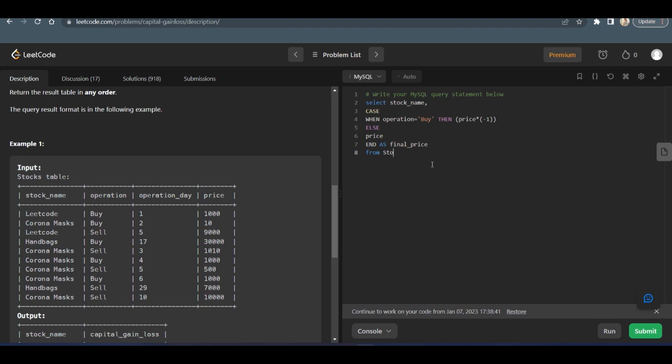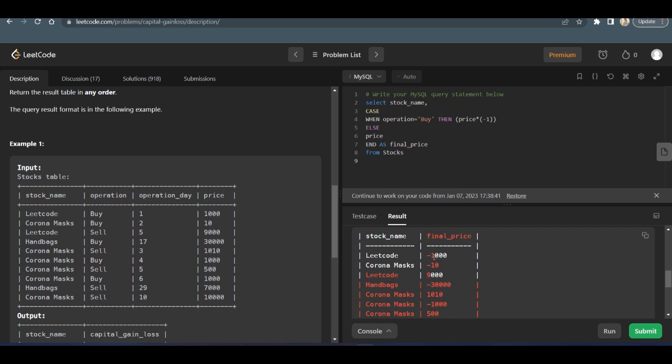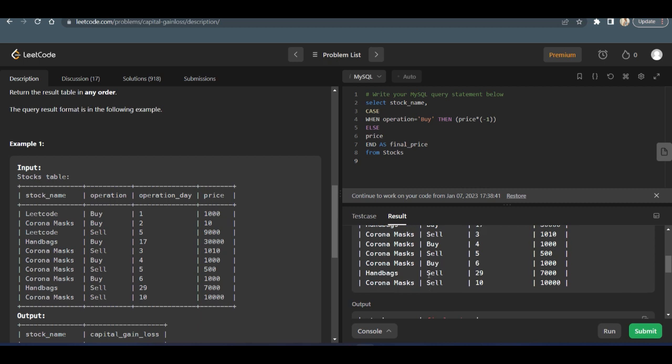From the table called stocks. We could group by stock name, but let's not use the group by now, we will use it later. Let's see the output for now. You can see minus for the buy operation of Leetcode, minus 10 for the buy operation of Corona mask, but for sell, 9000 is as it is. So the output is as expected for this step.